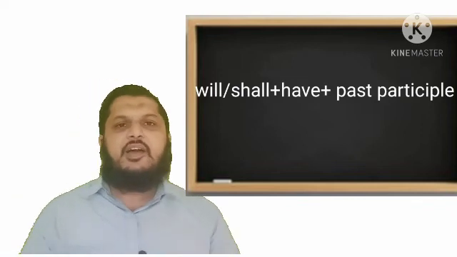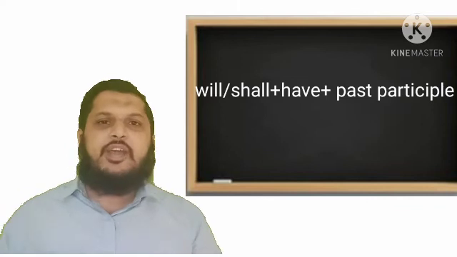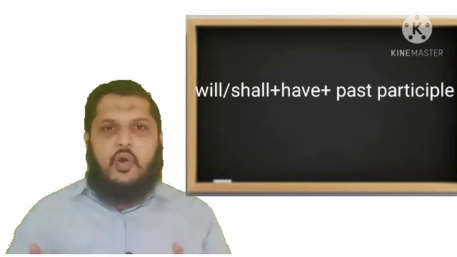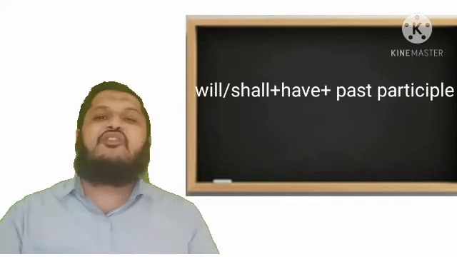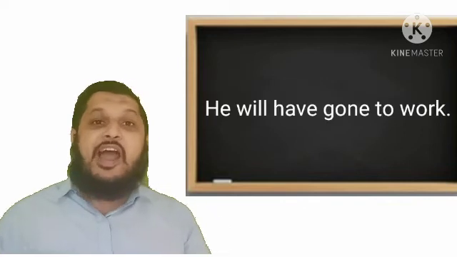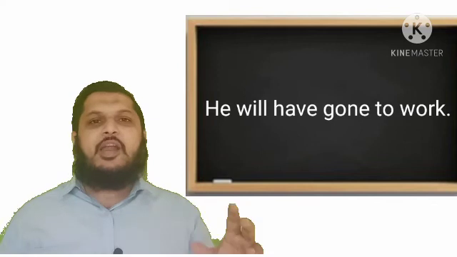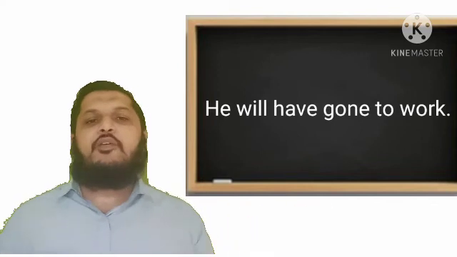For example, Raju usually goes for work at 8:30 in the morning, so he won't be there at home at 9 o'clock. He will have gone to work. Will or shall plus have plus third form of the verb.